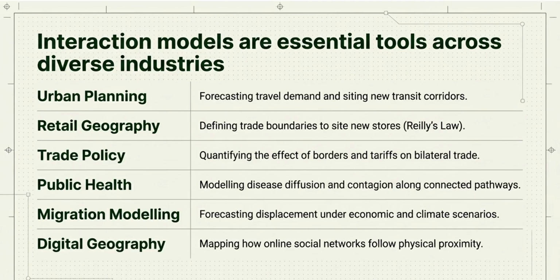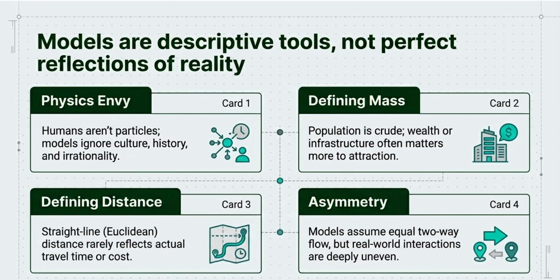Retail geography: defining trade boundaries to site new stores. Look at trade boundaries. Let's say here they are producing, and here they are producing. At another point there is another location. People are residing here. Then the area of industry is here. You can come here, bridge the gap, set up your industry in the middle, and it will actually help. In public health, modeling disease diffusion and contagion along connected pathways, and a lot of things.